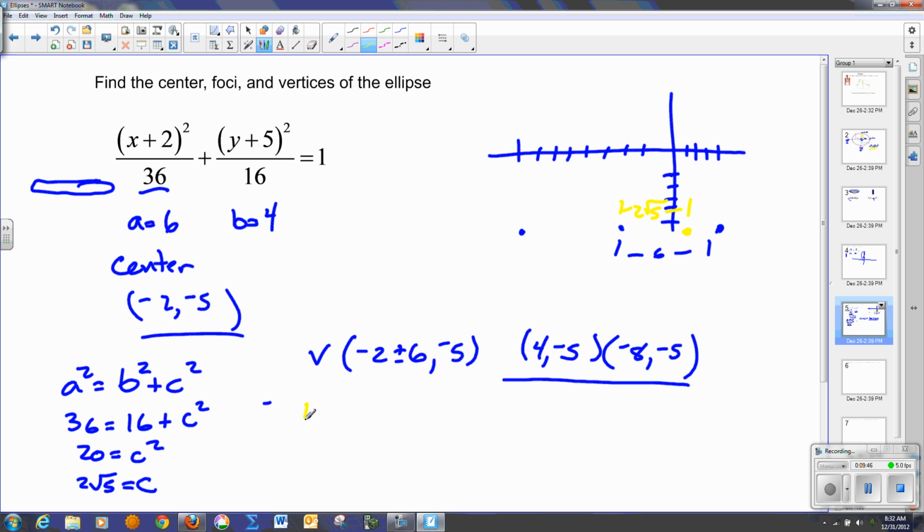So to find the foci, once again, I'm going to start at -2, because that's my center, and move to the left and right, so that's adding and subtracting 2√5 and I'm still down 5. And I can leave that as such. I don't need to put it in decimal form.